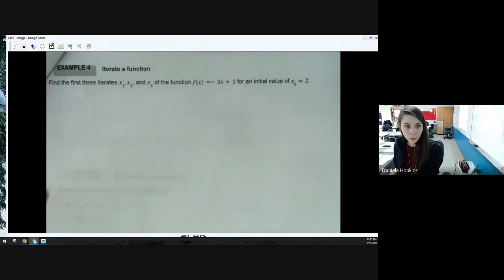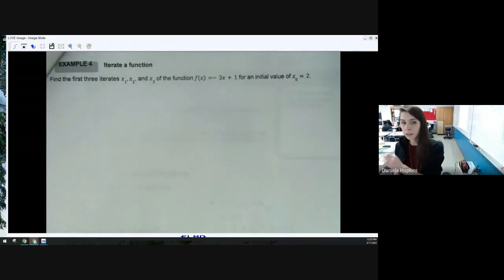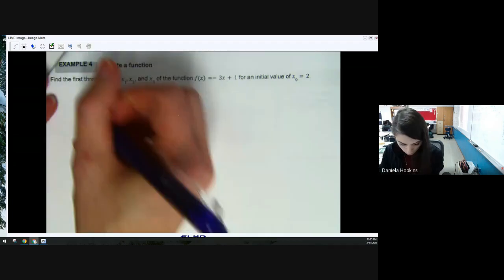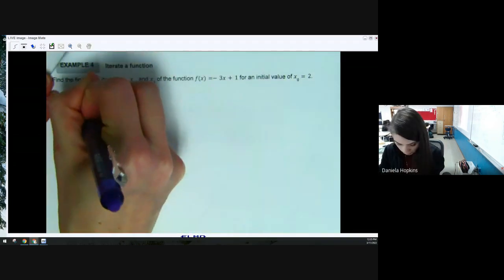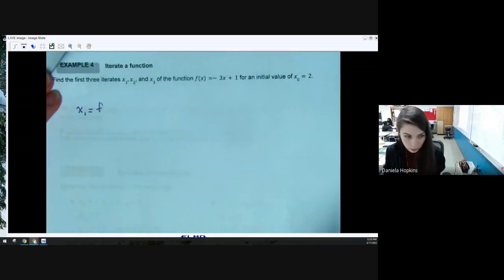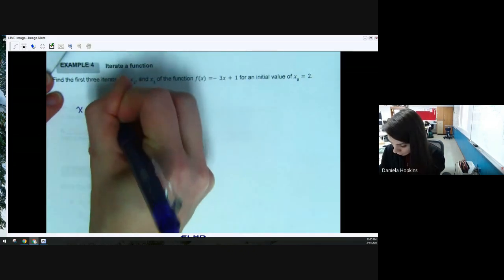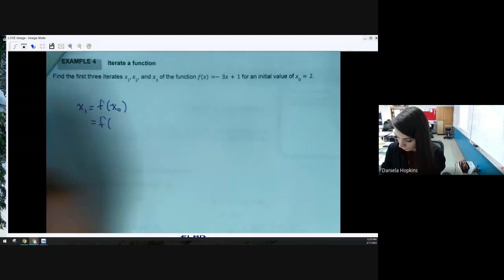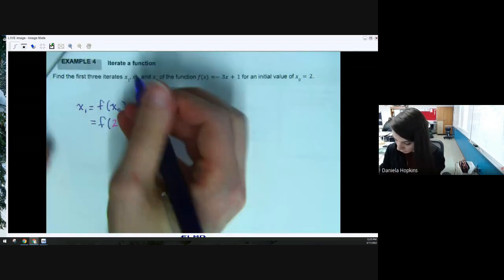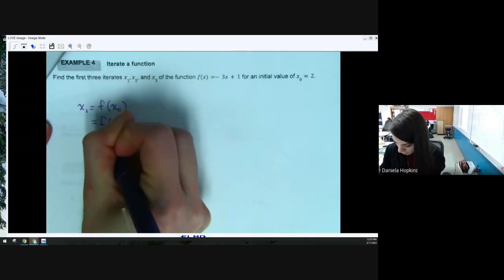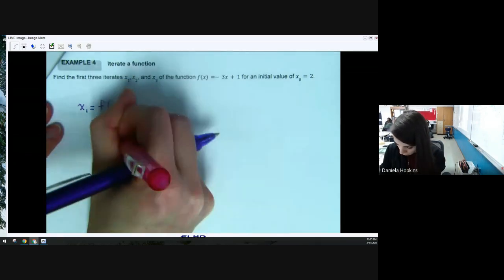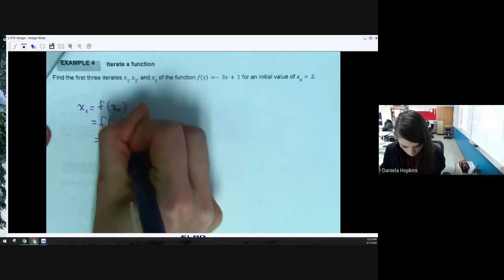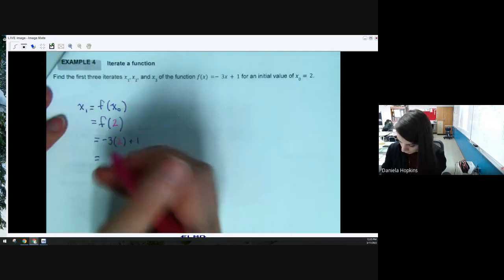In example 4, we're going to iterate a function. So we're going to find the first 3 iterates, x1, x2, and x3, of the function f of x equals negative 3x plus 1 for an initial value of x0 equals 2. So our x1 is going to be f of x sub 0, which they told us was 2. So it's going to be f of 2, which is equal to negative 3 times 2 plus 1. And that's going to give us negative 5.